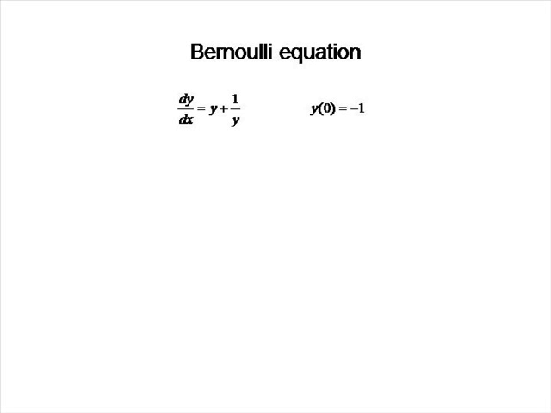Okay, so we're going to be looking at solving the Bernoulli equation dy by dx is equal to y plus 1 over y, subject to the given data y of 0 is equal to minus 1. In other words, when x is 0, y takes the value minus 1.